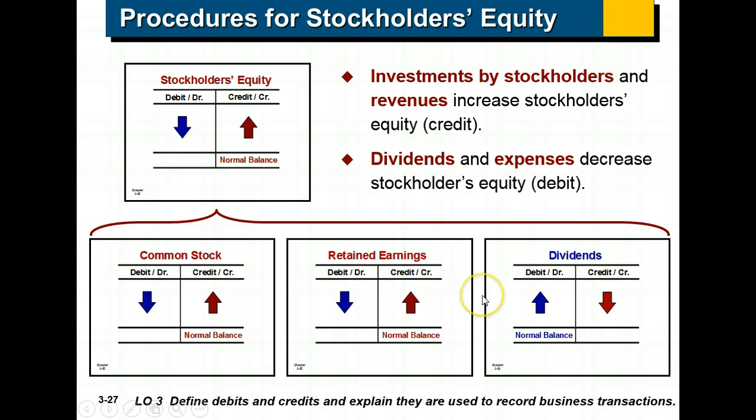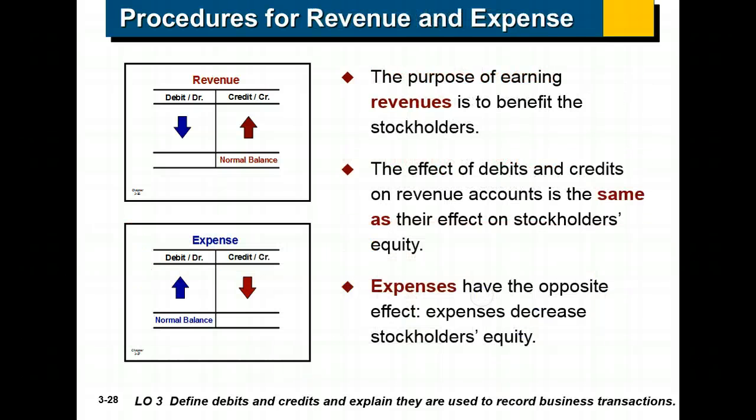But when our dividends increase, which means we pay more dividends, it's going to reduce stockholders' equity, so we need to debit it. The dividends account is going to have a normal debit balance because it does the opposite. It reduces stockholders' equity. Okay? That's the same for expenses, right? Correct. Revenues are like capital. It increases the stockholders' equity section, so we're going to credit that account.